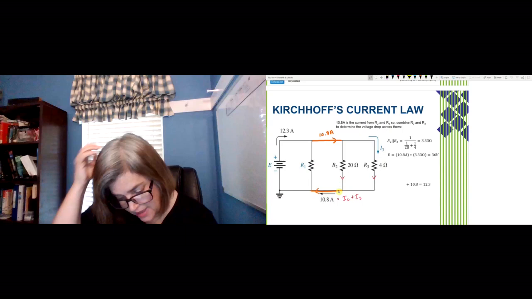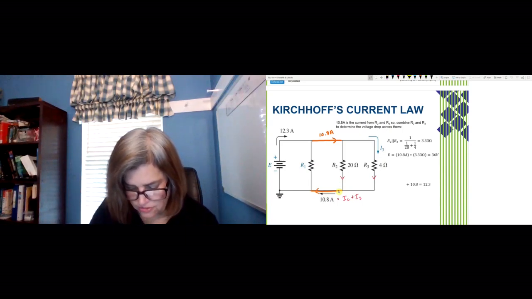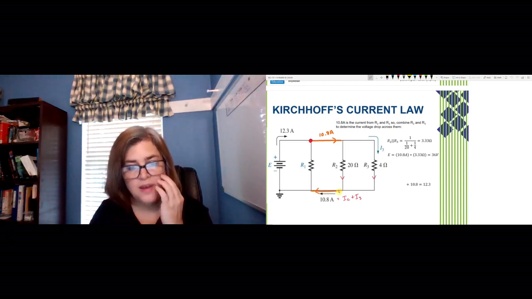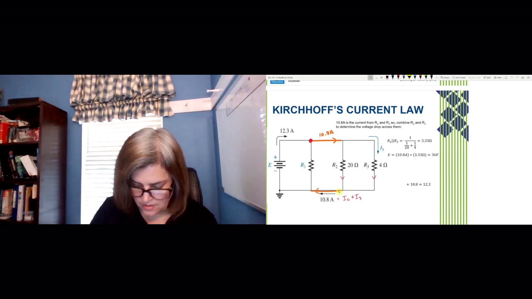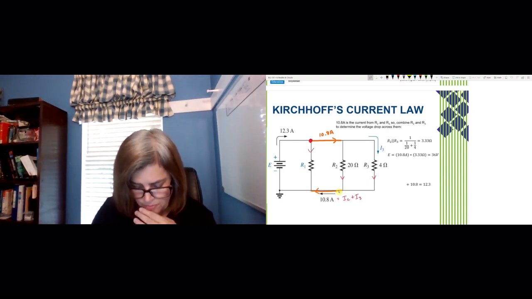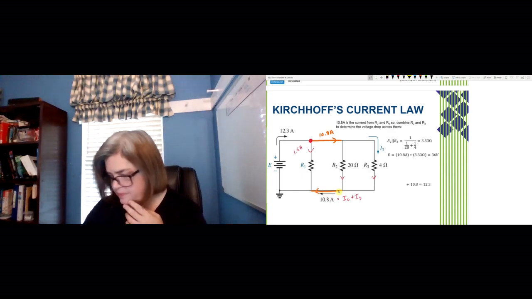So that's important because when we look right here in our circuit, we see that we have 12.3 amps coming in and 10.8 amps leaving. So that means that the other 1.5 amps would be right here.